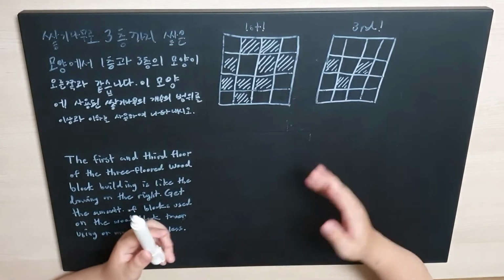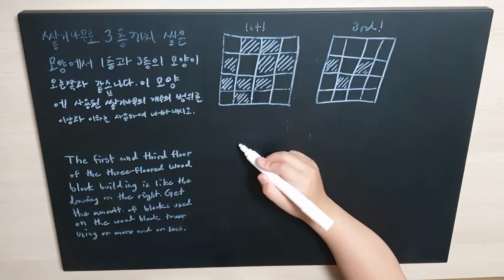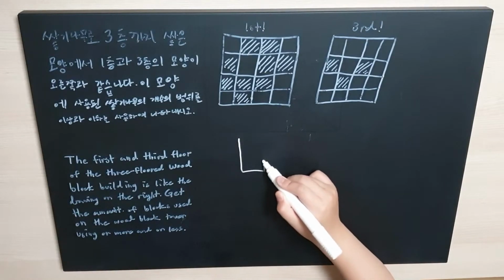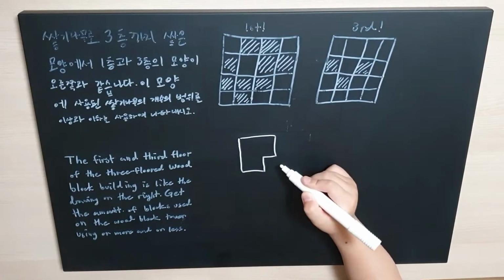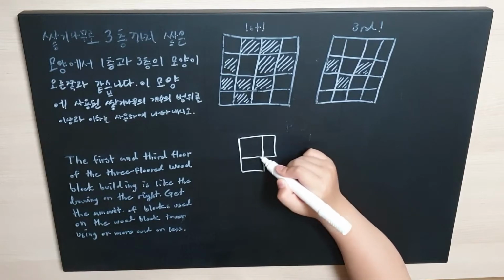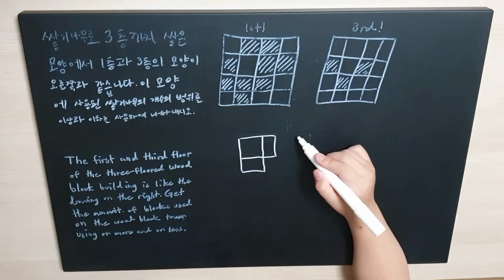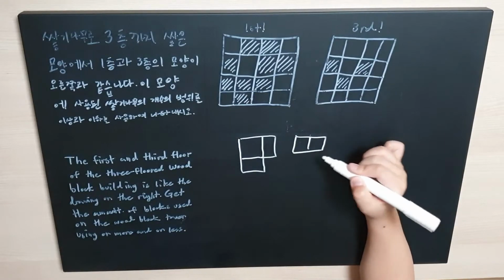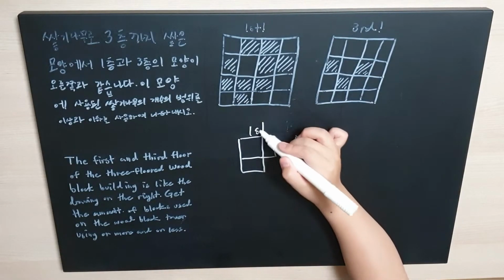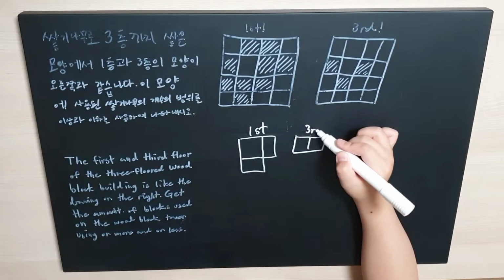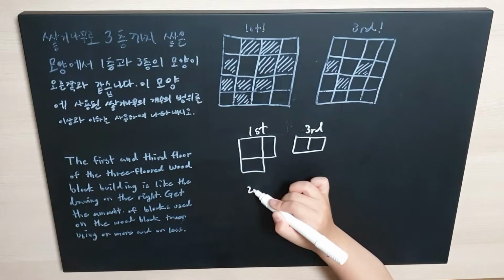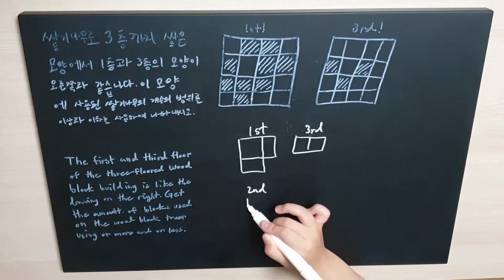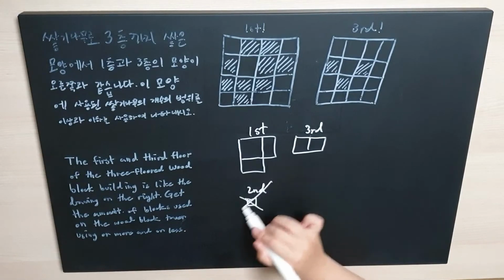they can't be repeating. Like if the wood block tower's first floor looks like this, and the third floor looks like that, then if this is the first and this is the third, the second couldn't be a one block. It can't be like that.